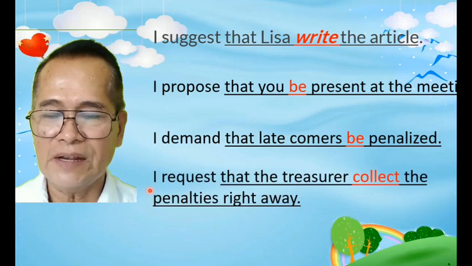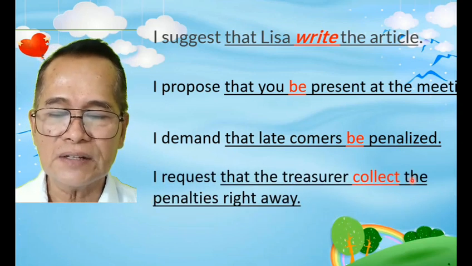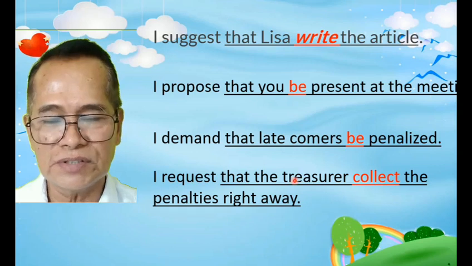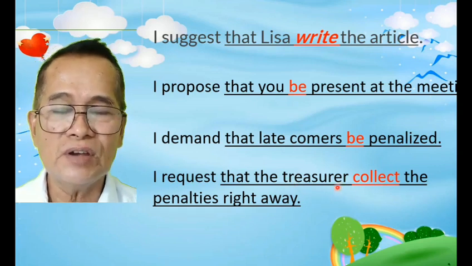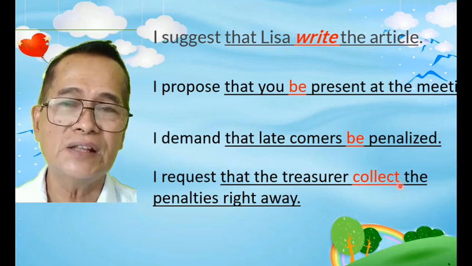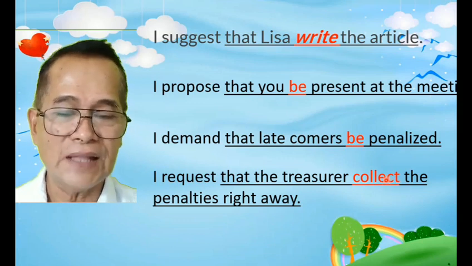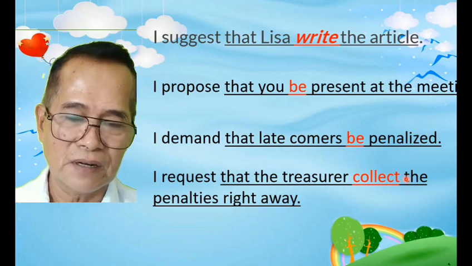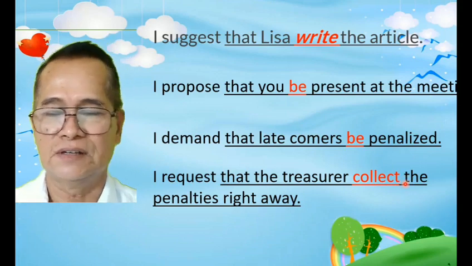Another one, I request that the treasurer collect the penalties right away. Now, notice here, the treasurer is singular. Pag ordinary sentence ito, dapat ito may is dito. But since we are in the subjunctive mood, we do not add is at the end of the verb here. Walang S, walang AS. Okay.